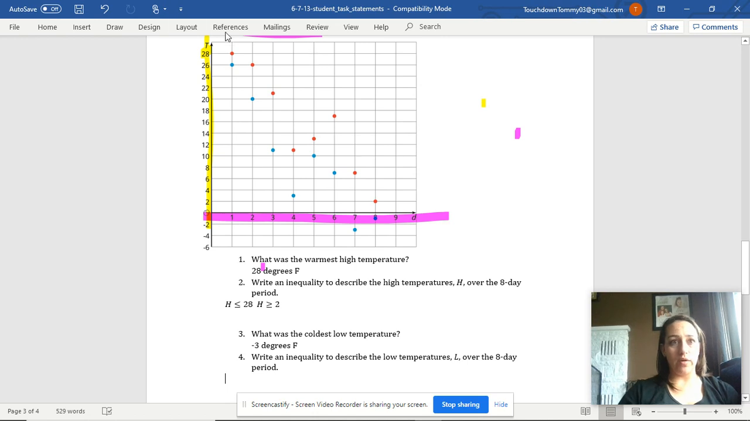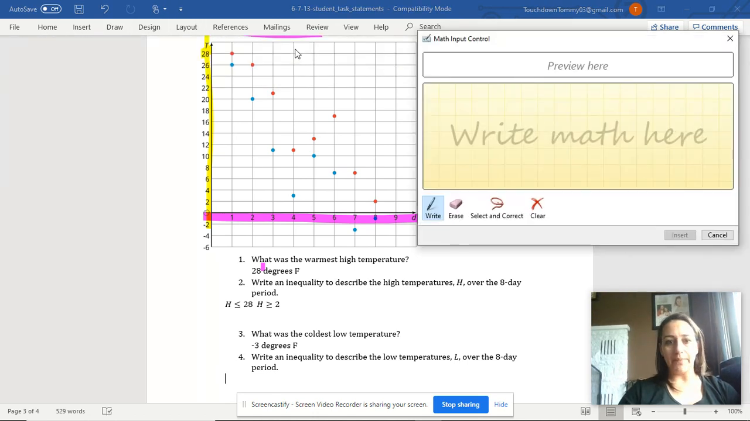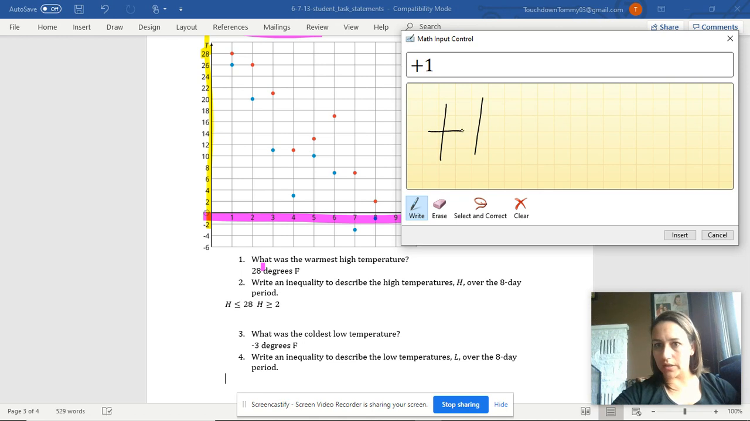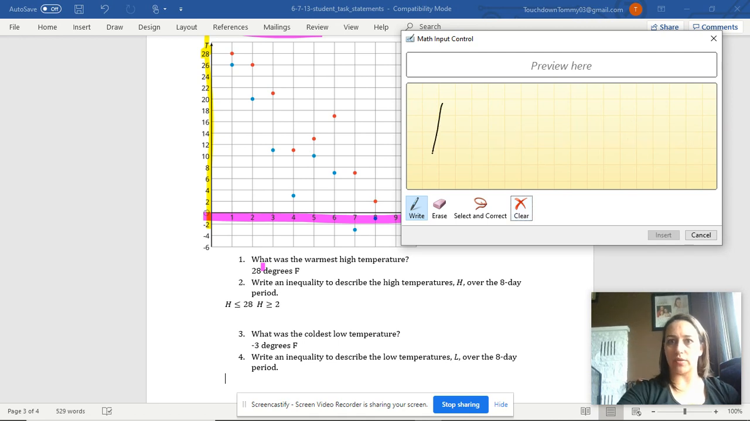So we're going to do one more inequality here. Go back to my little math doohickey. And we just said that, nope, let me clear that. This time we're using L to represent low temperatures. We're not using H anymore, so I need to use L instead.